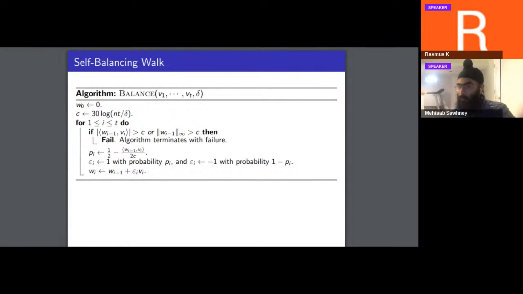So this is the whole algorithm. I'll give everybody a minute. This is actually the algorithm we'll be analyzing. Everybody should look at it.